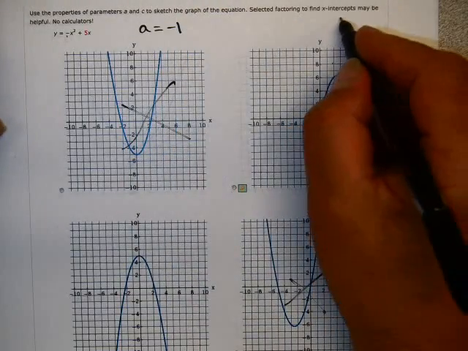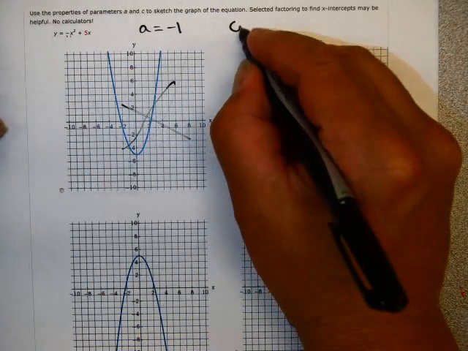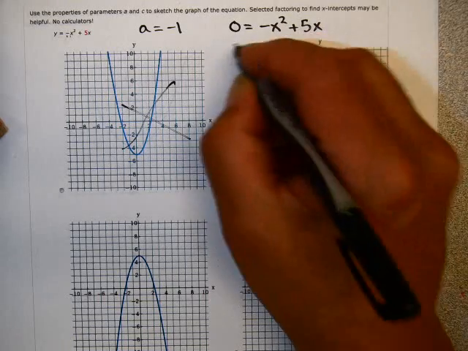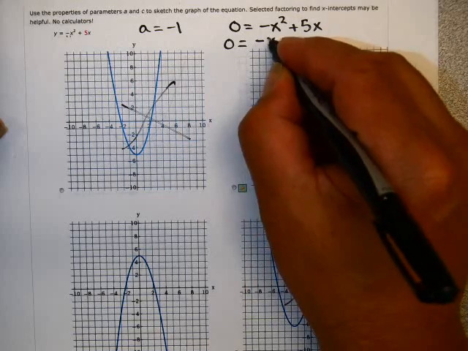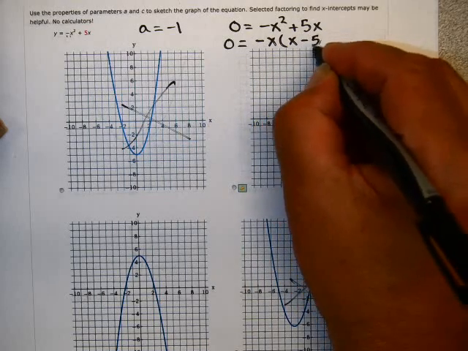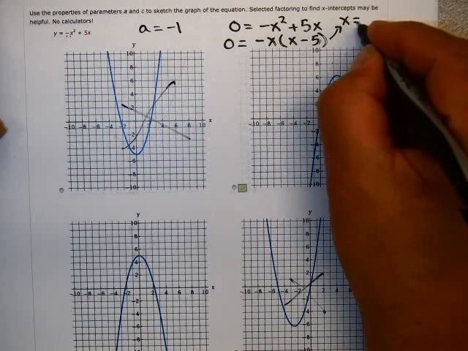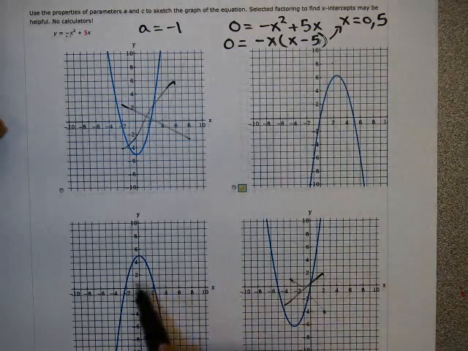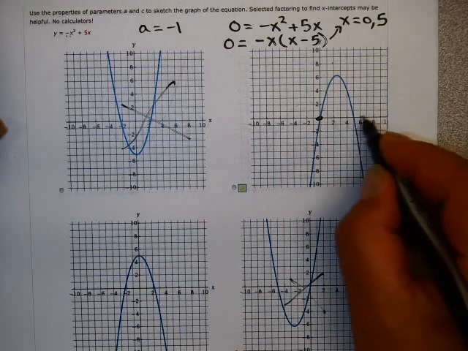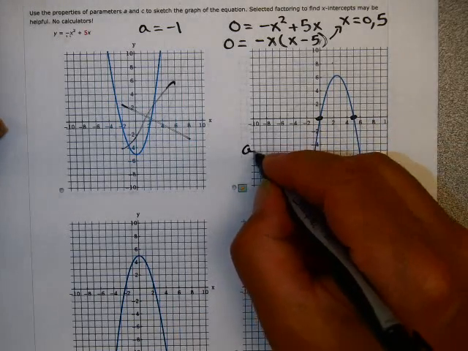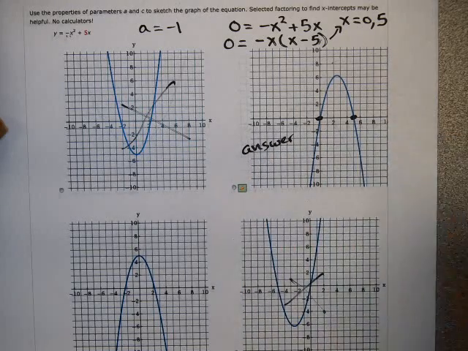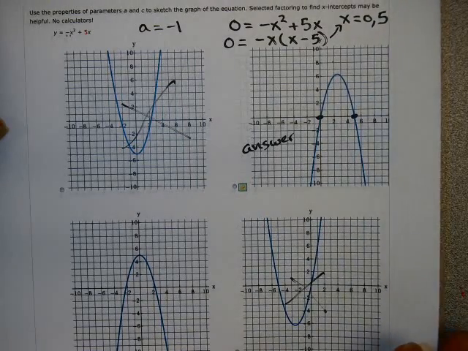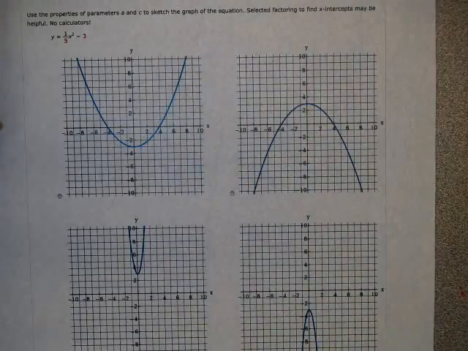Now, what is this business about x-intercepts? Well, remember, x-intercepts are where y equals 0. And if I take this and I solve, factor out a minus x, my two x-intercepts are at x equals 0 and at x equals 5. Which one of these has x-intercepts at x equals 0 and x equals 5? Right here and here. So this has to be my solution. This has to be my answer. This one has x-intercepts that look somewhere around 2 and -2, so that can't possibly be correct.